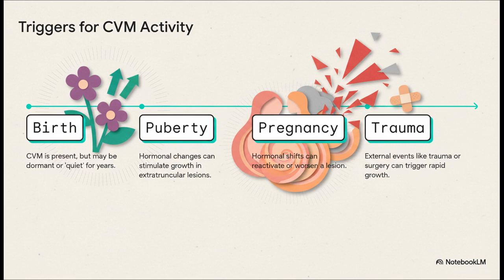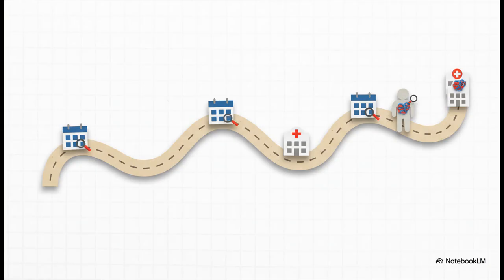This slide really drives home just how dynamic these conditions are. A CVM can just sit there, totally dormant or quiet for years. But then, major life events, like the huge hormonal shifts during puberty and pregnancy, or even a physical injury, can act like a trigger, waking up a dormant lesion and causing it to become active and grow. Which brings us to a really critical takeaway. Vigilance is everything. Because these conditions can change and evolve over a person's lifetime, the source material makes it crystal clear that regular, long-term follow-up isn't just a good idea, it's absolutely necessary for proper care.